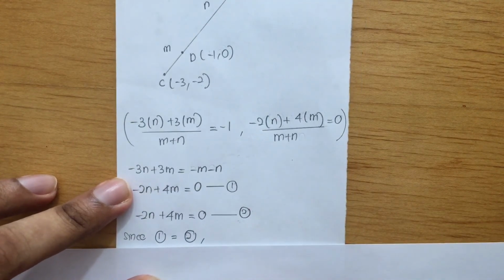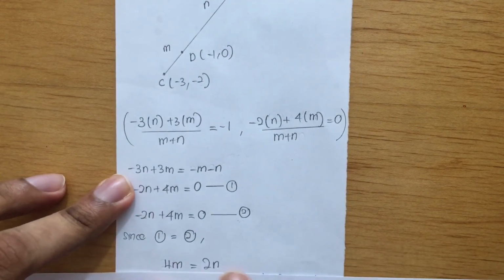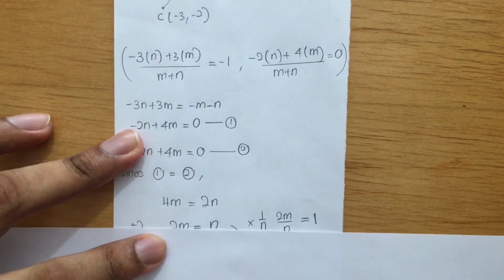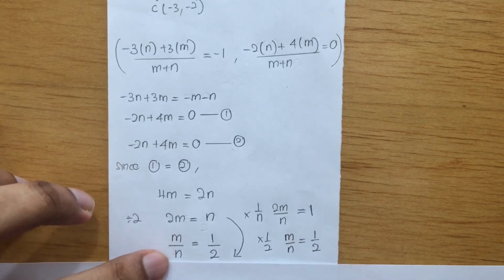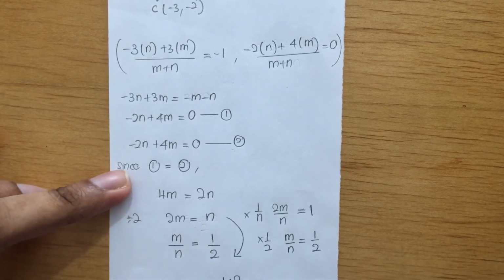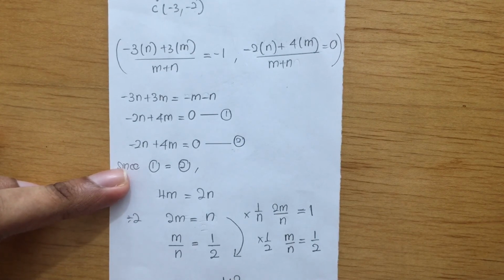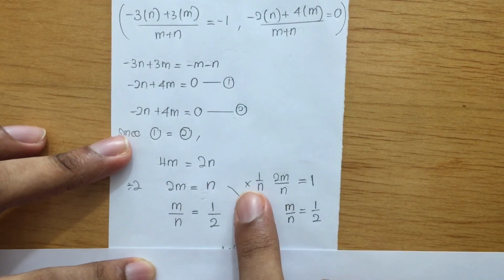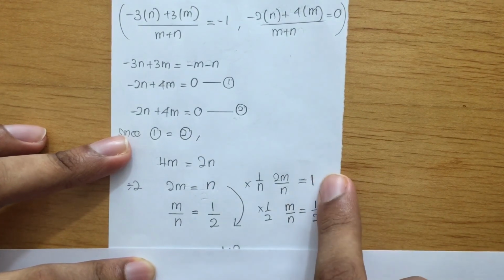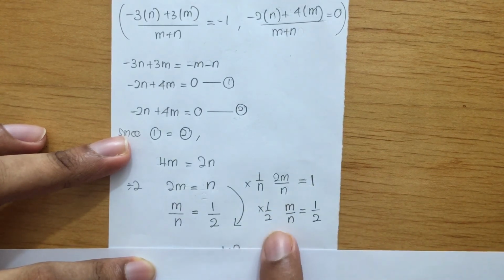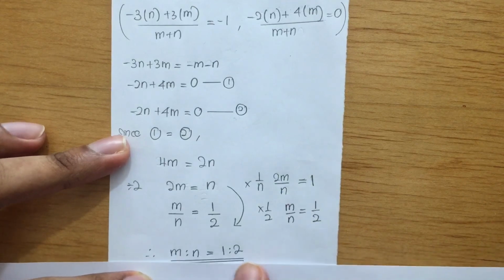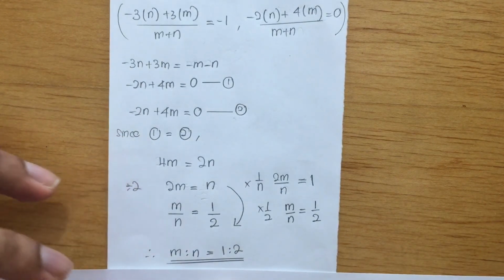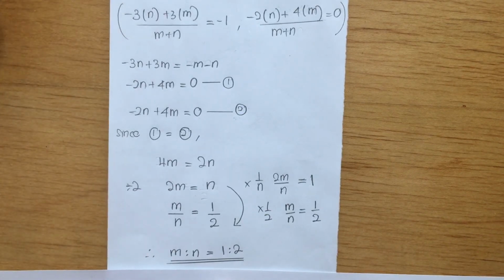So since equation 1 is equals to equation 2, what you're going to use is this: 4m is actually equals to 2n. And then we divide the whole equation by 2, you get 2m is equals to n. And then from here you get your ratio m divided by n equals to 1 over 2. And therefore you get your ratio m is to n is equals to 1 is to 2. For those of you who don't get this, I've written the steps over here, guys. First, we times the whole equation by 1 over n, such that 2m over n is equals to 1. And then we times the whole equation by 1 over 2, such that you form a fraction of m over n equals to 1 over 2. Because we need to form a fraction, then only can we straight away form our ratio over here, guys. So in this case, m is to n is ratio 1 is to 2. So that is your final answer, guys.